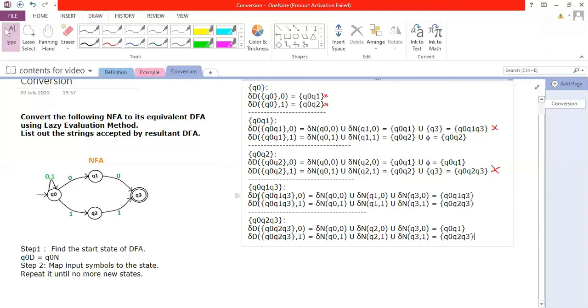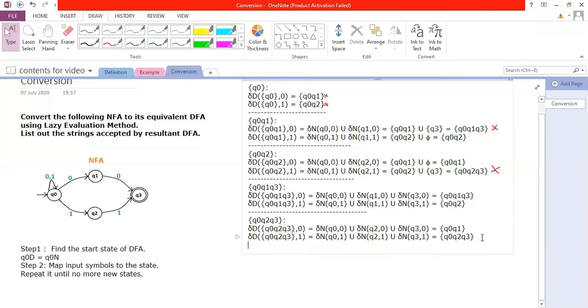q0 q1 q3 with 0: q0 with 0, q1 with 0, q3 with 0. So what is that? q0 with 0 is q0 q1. q1 with 0 is q3. q3 with 0, null. It's proper. This is also proper. q0 q1 q3 with 1. q0 with 1 is q0 q2. Yes. q1 with 1, not there. q3 with 1, not there. So this should be what? q0 q2. Yes. Now you could understand. I made a mistake purposefully there, just to check how we can verify it. Since we could verify it once again, we could solve it. So q0 q1 q3 with 1 would be q0 q2 itself, because there is no transition from the state q1 and q3 with the input symbol 1.